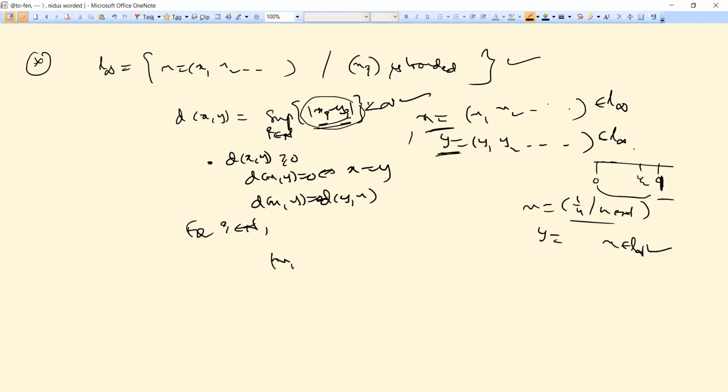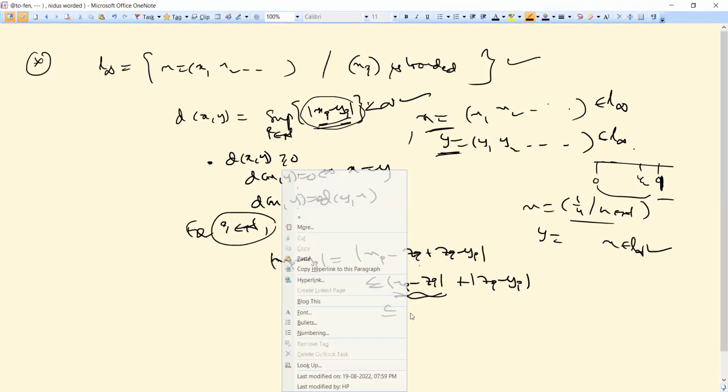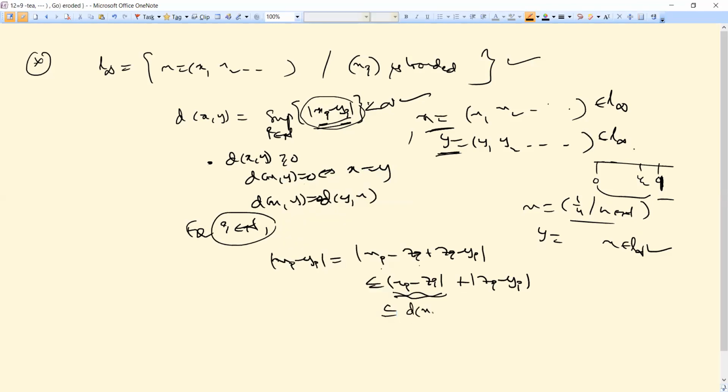You start with xi minus yi. This is nothing but adding and subtracting zi. It is always less than or equal to |xi minus zi| plus |zi minus yi| by the triangle inequality, because these are real numbers. In fact, this xi minus yi is a scalar, and |z1 plus z2| is at most |z1| plus |z2|. I am fixing i, so this is a single term. Therefore, this is always less than or equal to the supremum. The supremum is nothing but d of x comma z.